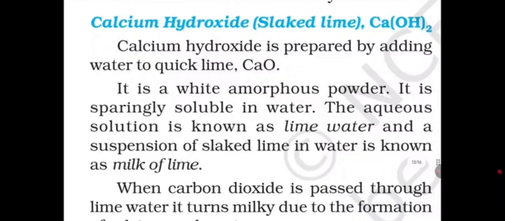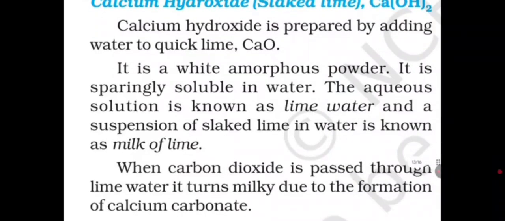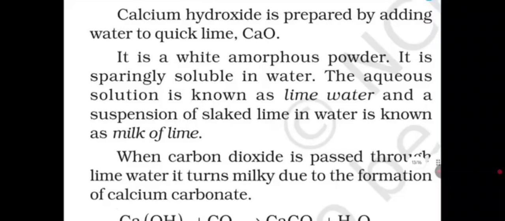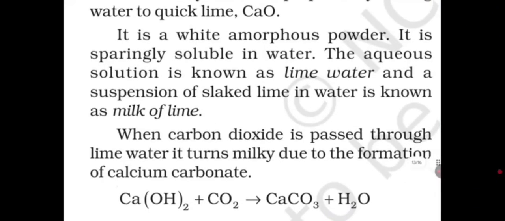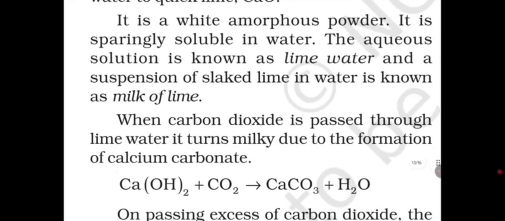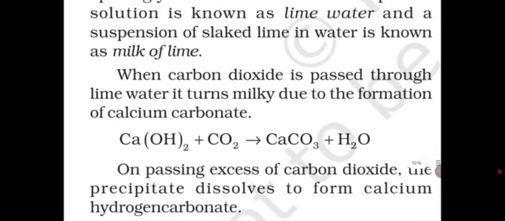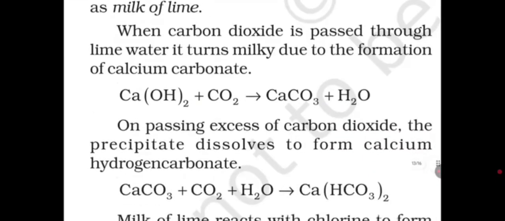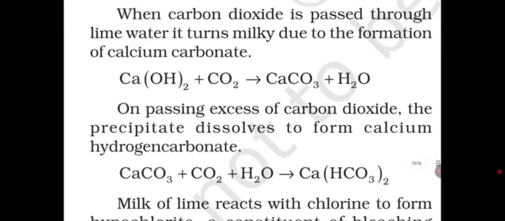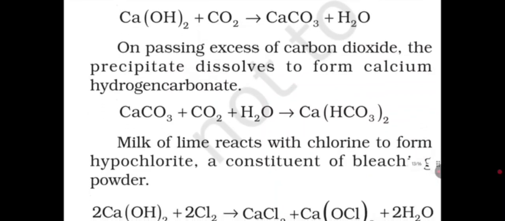Next is calcium hydroxide, slaked lime, that is Ca(OH)2. Calcium hydroxide is prepared by adding water to quicklime CaO. It is a white amorphous powder. It is sparingly soluble in water. The aqueous solution is known as lime water, and a suspension of slaked lime in water is known as milk of lime. When carbon dioxide is passed through lime water, it turns milky due to the formation of calcium carbonate.